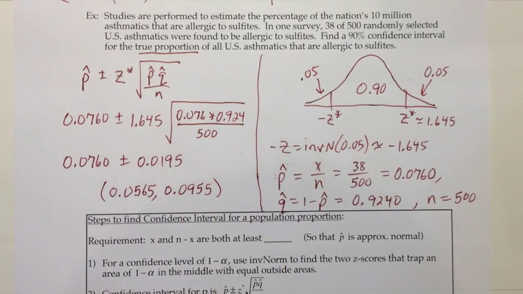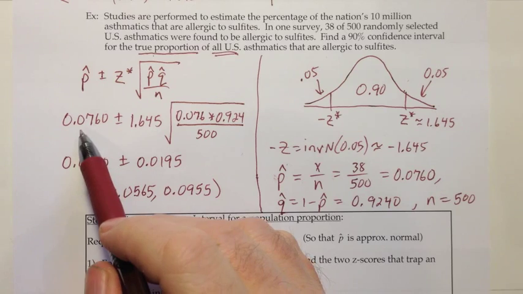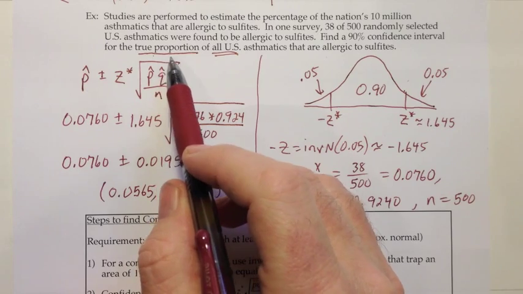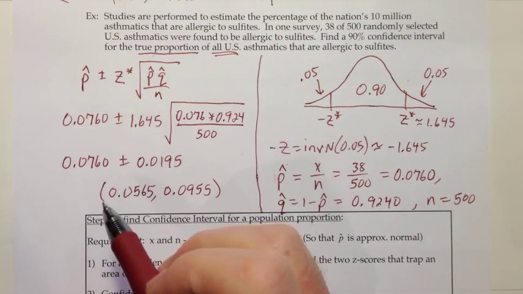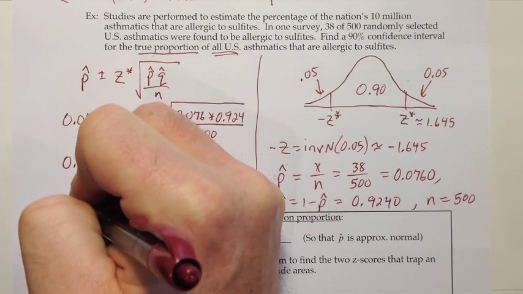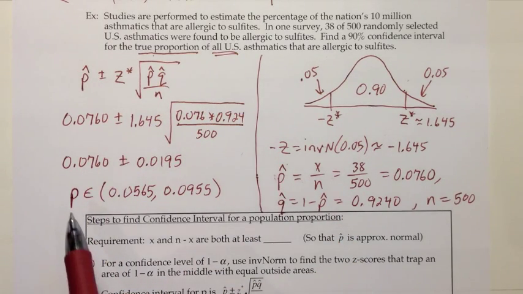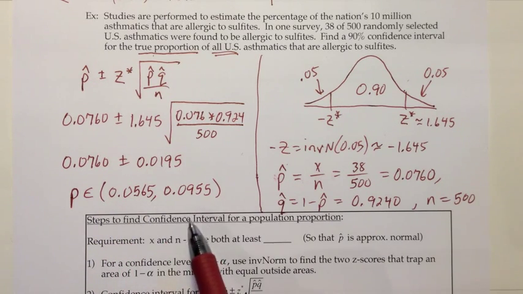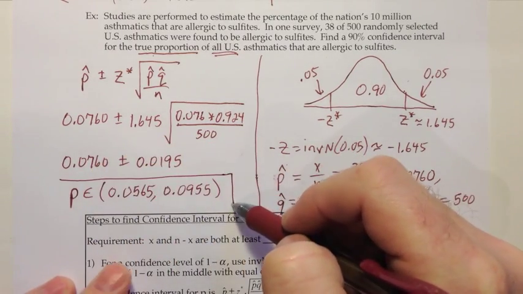And that's the interval, but we always want to remember what we were doing the confidence interval for. They asked what was the true proportion for all U.S. asthmatics. So we found a p-hat of 0.0760. That's a sample proportion. The true proportion is a reference to the population proportion, and that's reinforced by the word all, and the symbol for a population proportion is not p-hat but p. So I think that the true proportion of U.S. asthmatics that are allergic to sulfites, which is p, is an element of this interval that goes from 0.0565 to 0.0955. Since I have all this scratch work over here, I should probably go ahead and box my answer, so let me do that.